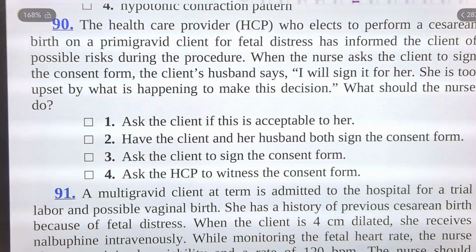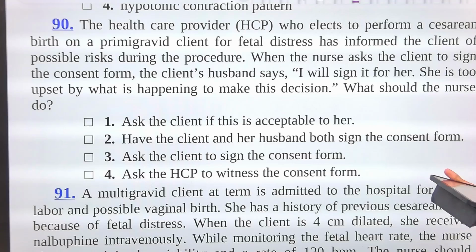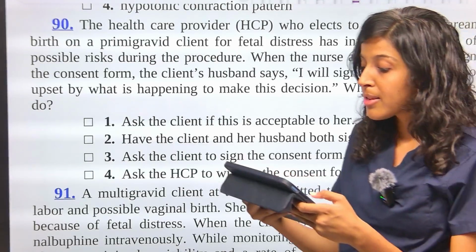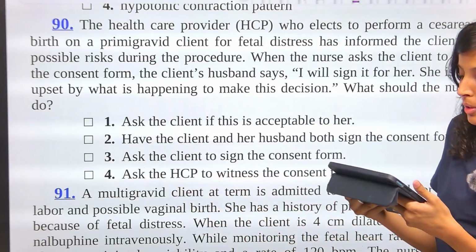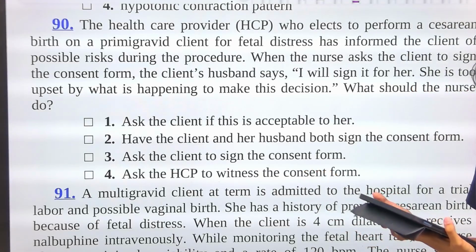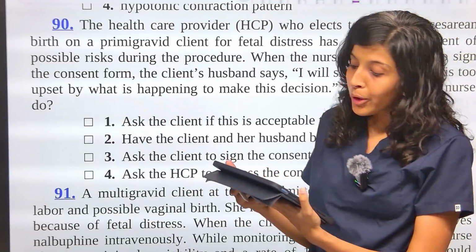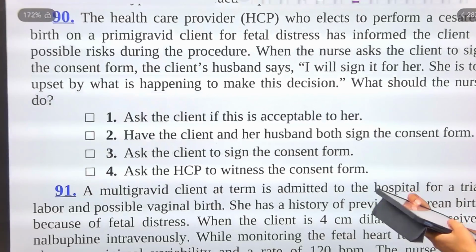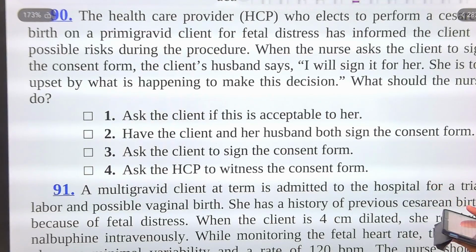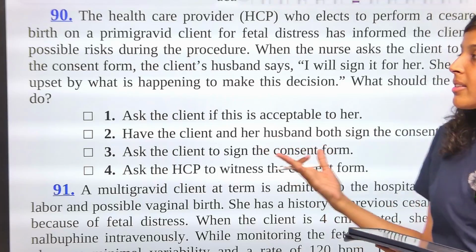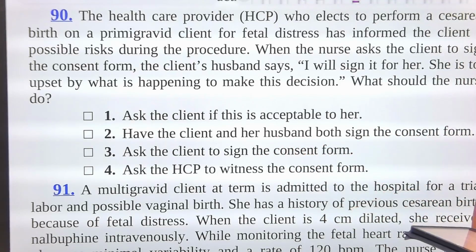Now 90th question. The HCP who elects to perform a cesarean birth on a primary gravid client for fetal distress has informed the client of possible risks during the procedure. When the nurse asks the client to sign the consent form, the client's husband says, I will sign it for her. She is too upset by what is happening to make this decision. What should the nurse do? So you have 4 options. What will be the right answer? So क्या हम consent उनके husband से sign करा सकते हैं या फिर नहीं?